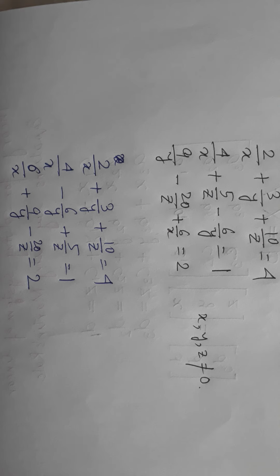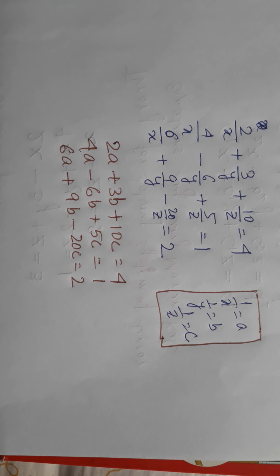Now next step, what will I do? I will consider 1 by x as a, 1 by y as b and 1 by z as c. Hence the equation will become like this: 2a plus 3b plus 10c equals 4, 4a minus 6b plus 5c equals 1, and 6a plus 9b minus 20c equals 2. Now we will solve the system of linear equations for a, b and c using Martin's rule, and we know how to find the solution by using Martin's rule. So without wasting time, I will just write what will be the adjoint of A, what will be the determinant of A, and what will be the solution.